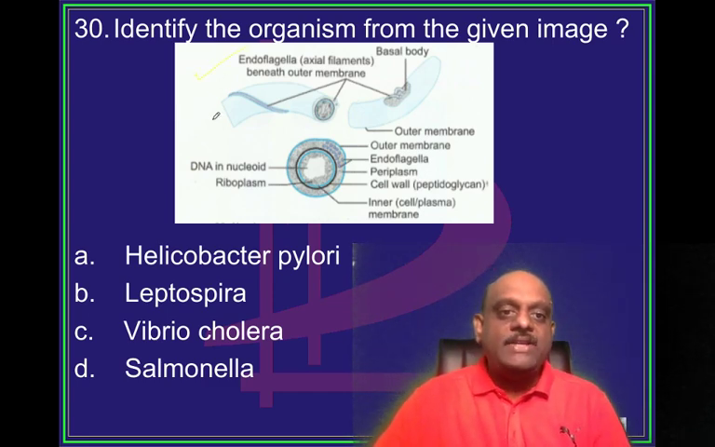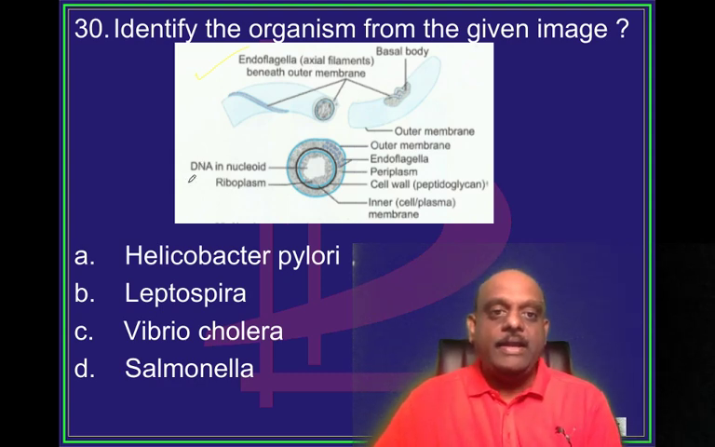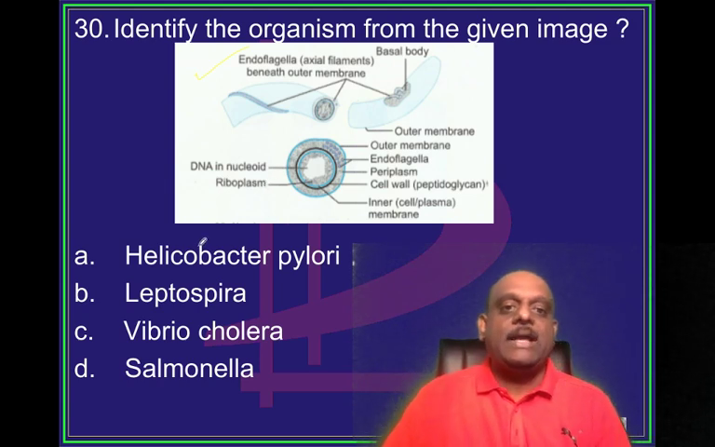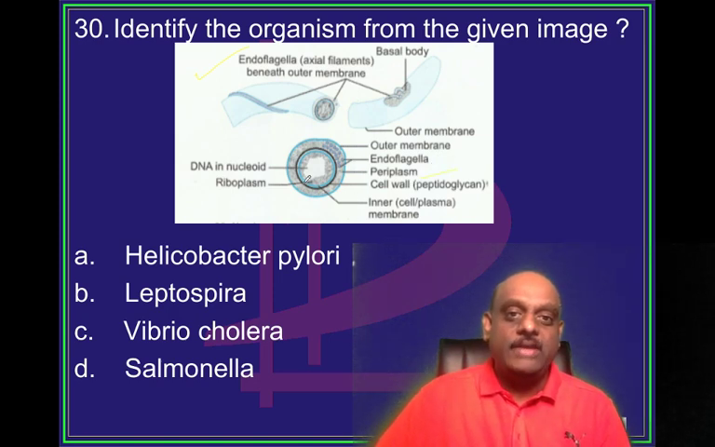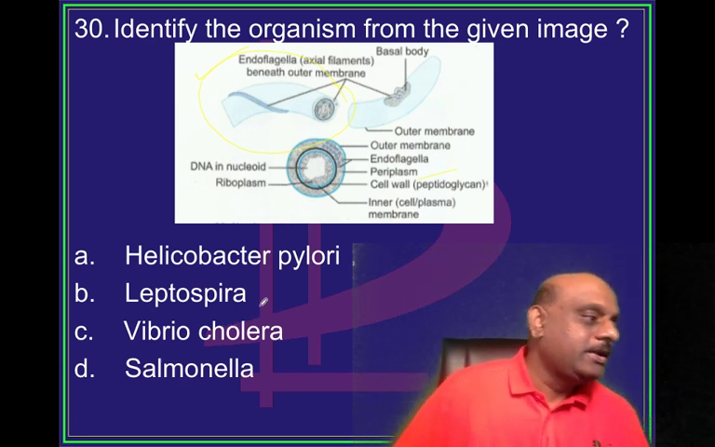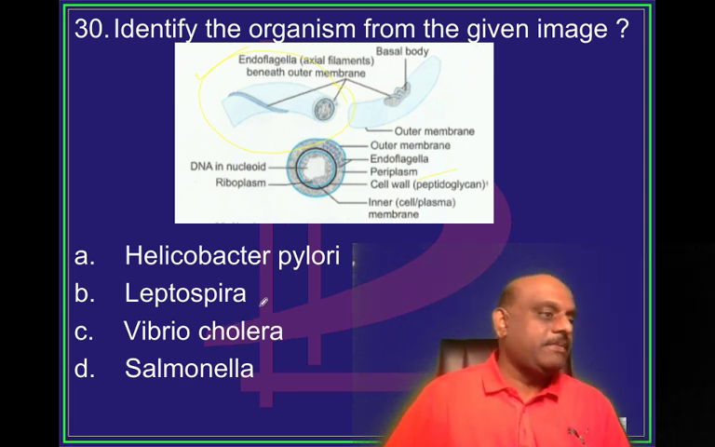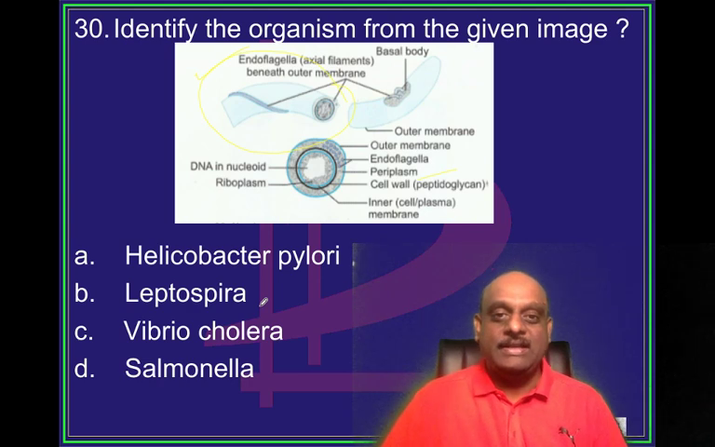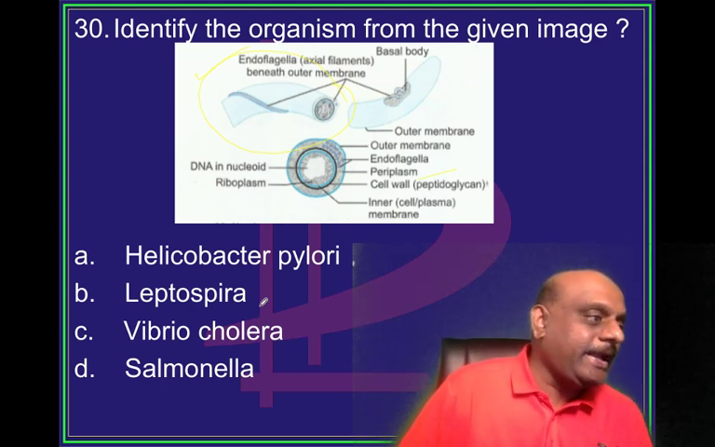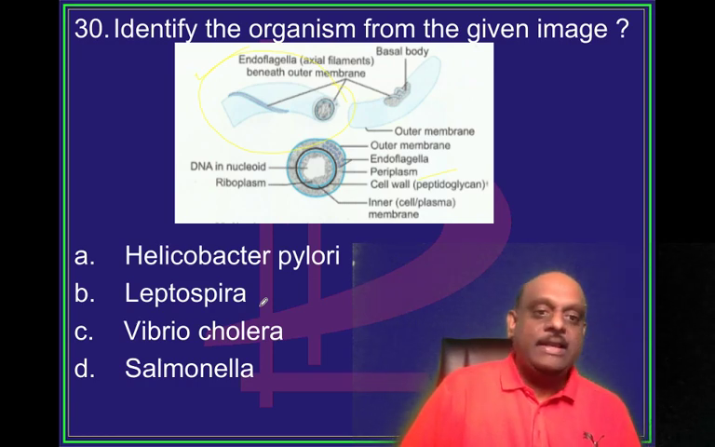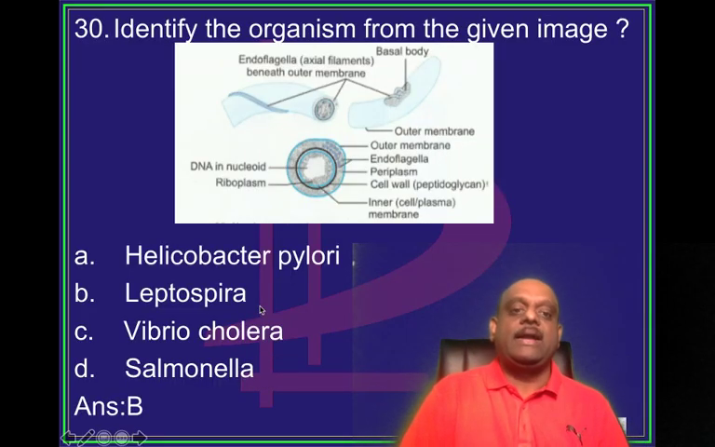So, there is an end flagella, and DNA in the nucleoid region. So, what is your answer? And there is a periplasm, a sub appearance. Which organism do you think, doc? Question number 13. Yes. So, Bhuvaneshwar, Bhaskar, Pratik, Arsad Musa, everyone thinks it is Leptospira.